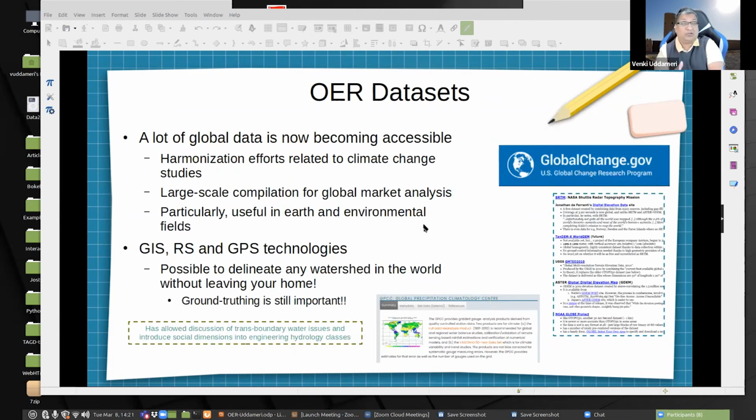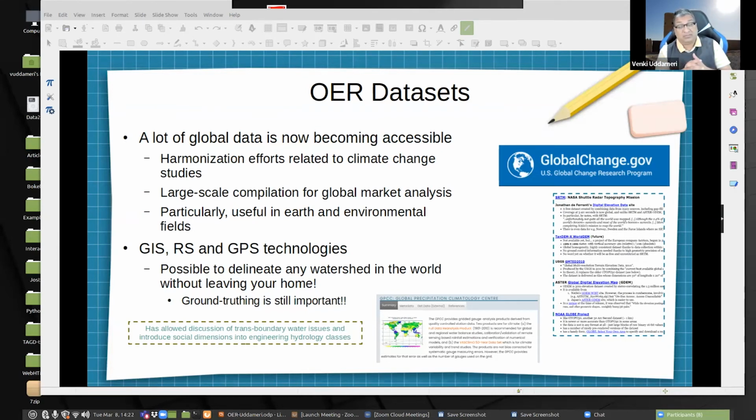Similarly, we have also seen a lot of global data becoming accessible, or at least having data sets at a global scale being available. A lot of this has been driven by studies on climate change and global change. US has the globalchange.gov. They have a global change research program where they assimilate data from worldwide using remote sensing technologies, the RS and the global positioning systems.